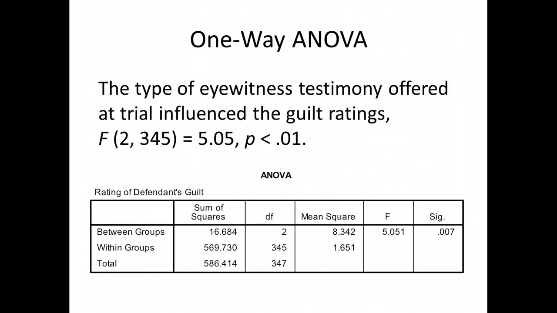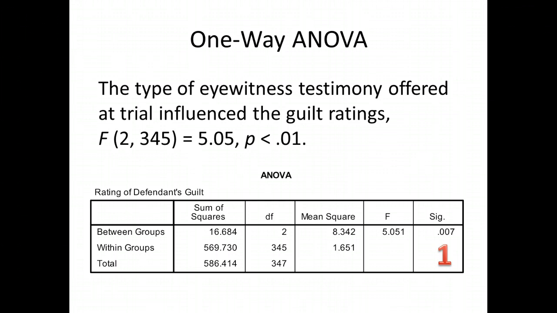Okay, so here's a one-way ANOVA, and the first thing I'm going to look at is this sig. This is statistically significant, so I can conclude that there is an effect of eyewitness testimony on guilt ratings, but that doesn't mean I know what that effect looks like.